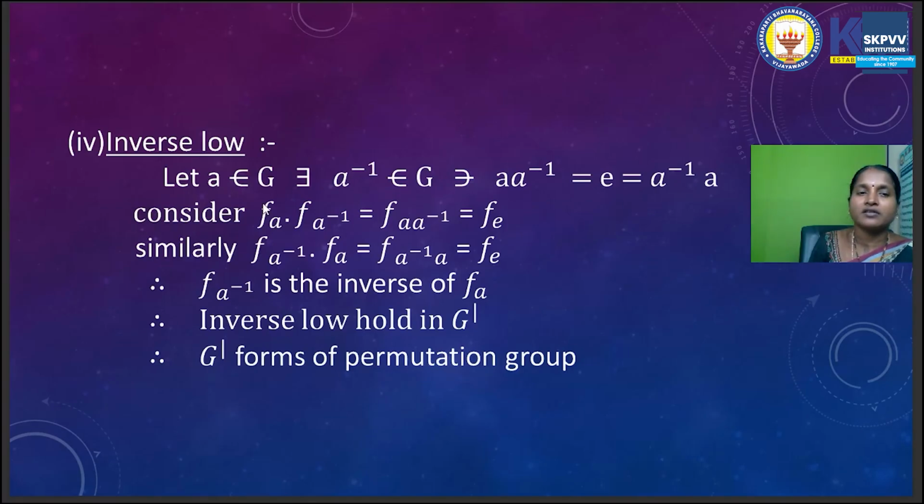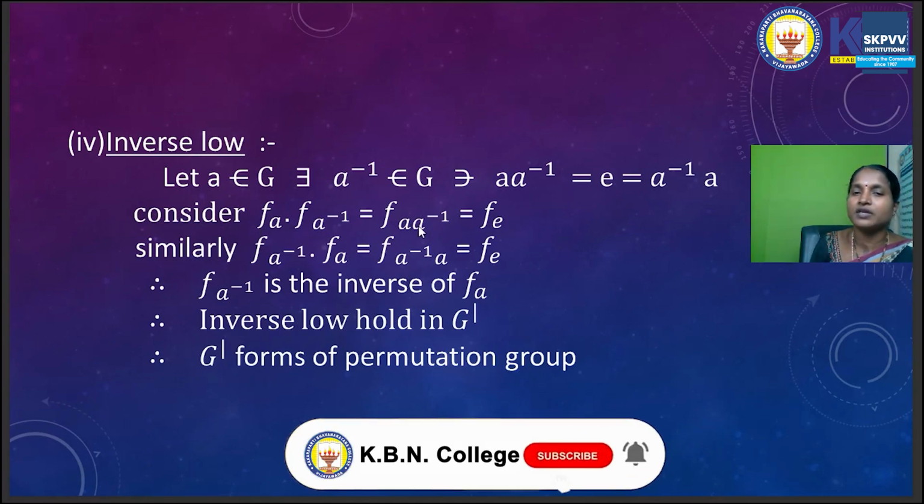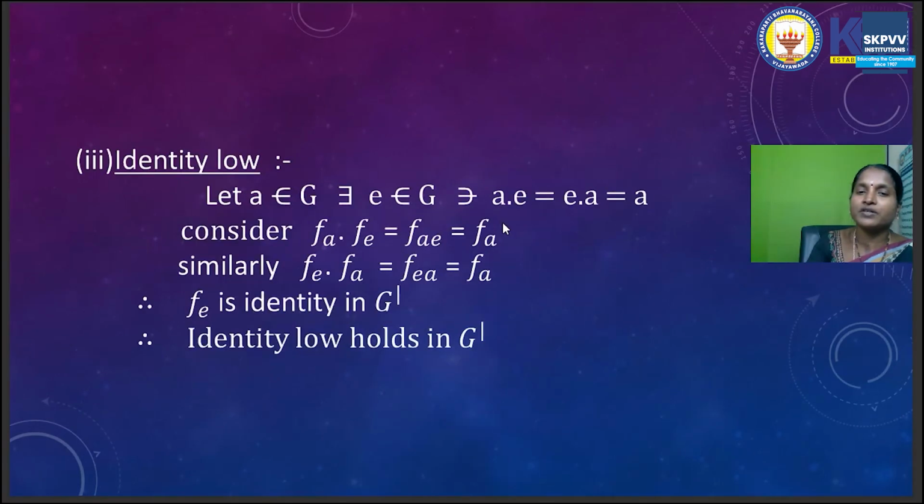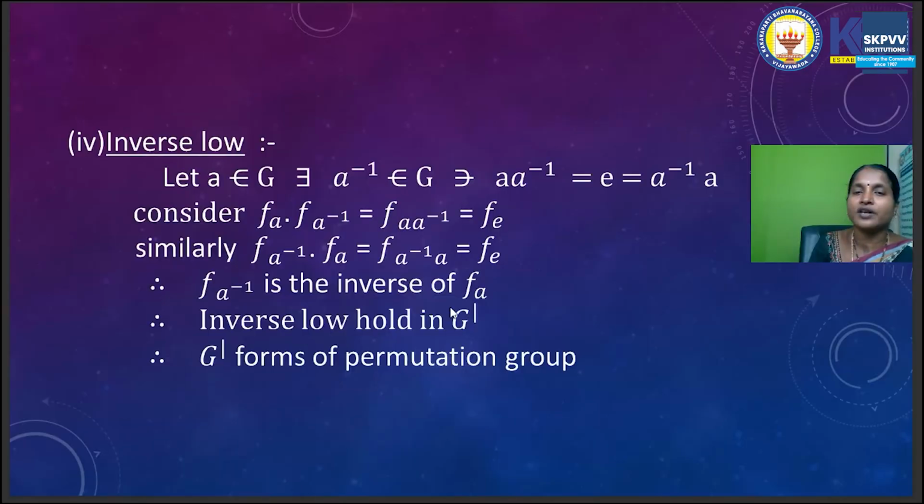Now we consider f_a ∘ f_(a inverse). Again we apply the closure law: f of a·a inverse. We know that a·a inverse is equal to e, so f_e. In the previous property we showed f_e is the identity element. That means the identity property holds.